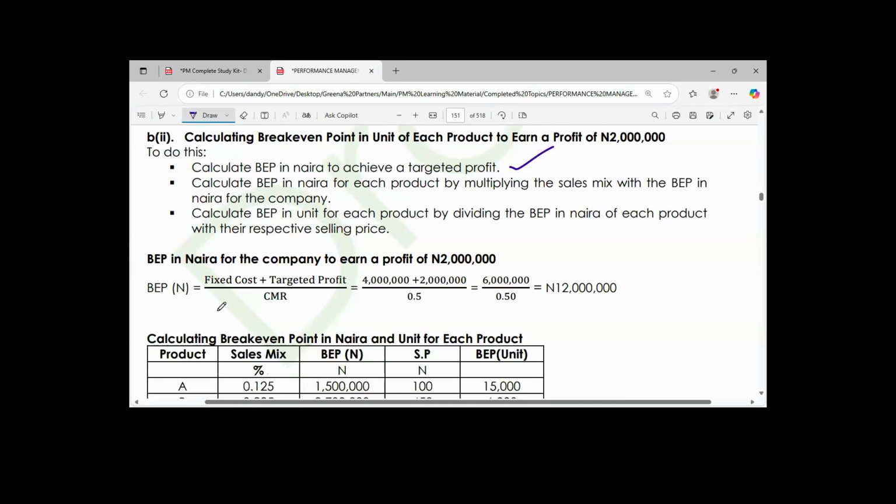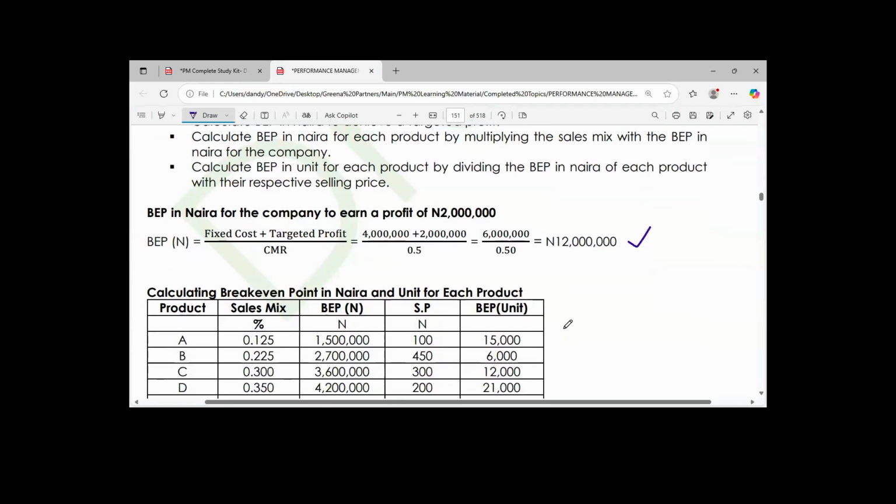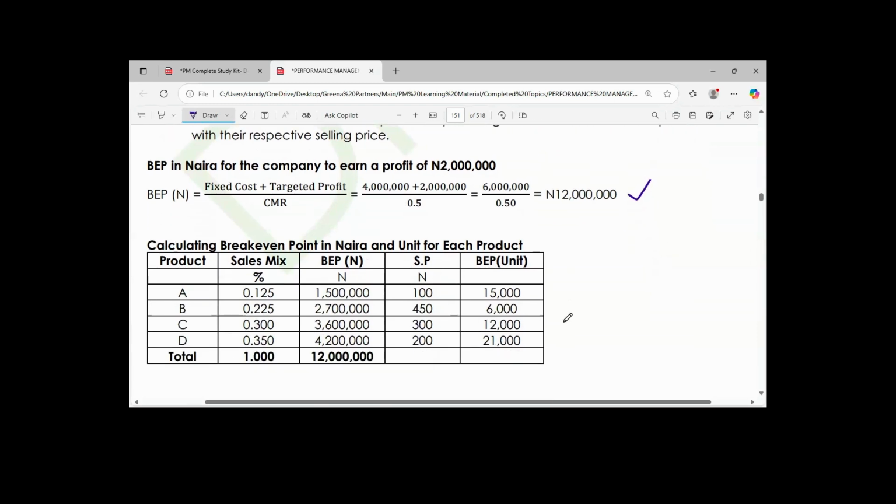So the first thing you are going to do is to calculate the break-even point in naira to earn a targeted profit of 2 million. So that is the 12 million naira that you have here. Then, of course, the next thing you are going to do is to distribute that 12 million naira to each product using the sales mix. That is 0.125 multiplied by 12 million will give us 1,500,000. 1,500,000 divided by 100 will give us 15,000 units.